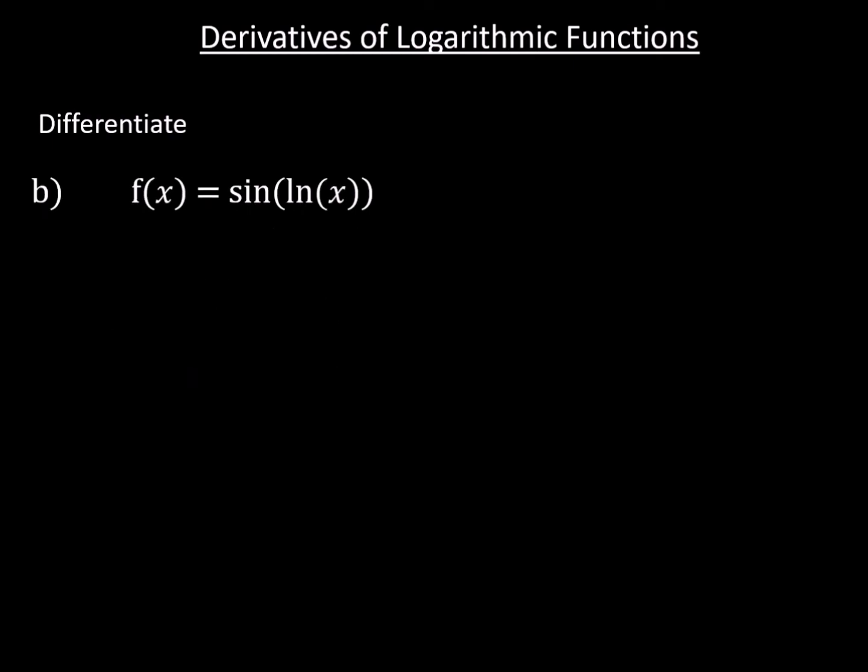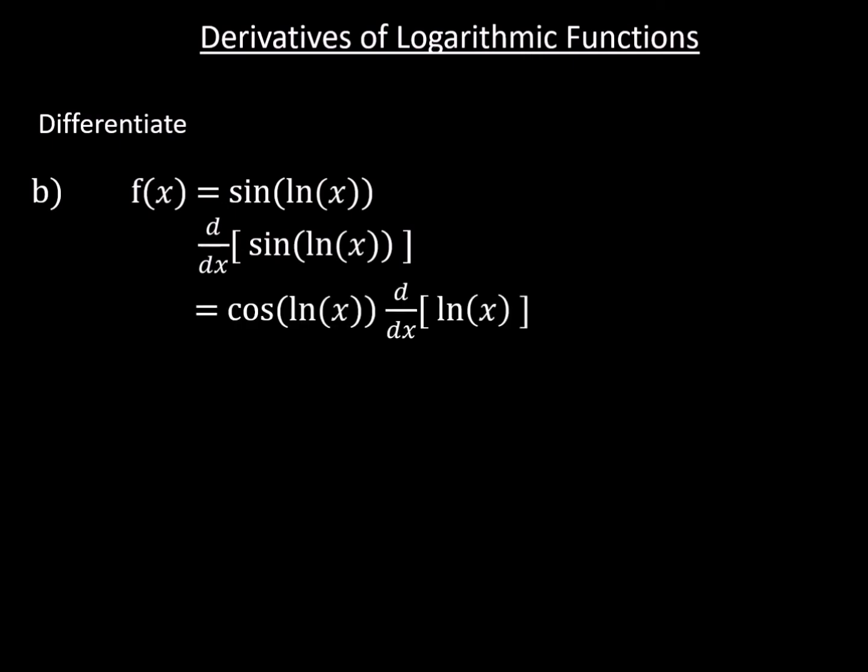Now let's try this one. We can call it b, sin ln of x. We first add derivative notations. Now we will have to apply the chain rule to differentiate sin ln of x. This will give us positive cosine ln of x times the derivative of ln x. The derivative of ln x will give us 1 over x. Simplify. And this is our final answer.